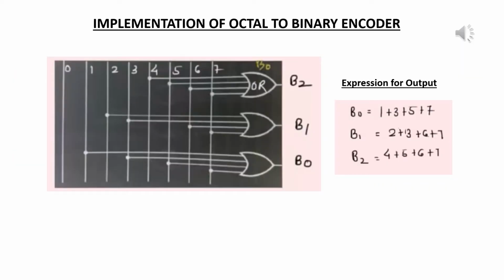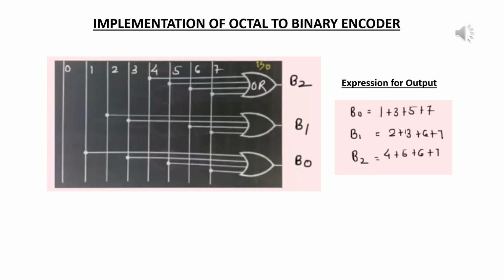The implementation of the octal to binary encoder is discussed here. You can see the expressions for outputs B0, B1, B2. We obtained the expressions as B0 equal to 1 plus 3 plus 5 plus 7, B1 equal to 2 plus 3 plus 6 plus 7 and B2 equal to 4 plus 5 plus 6 plus 7. By using the OR gate, you can implement these expressions in your logic diagram. So 3 OR gates are used here.